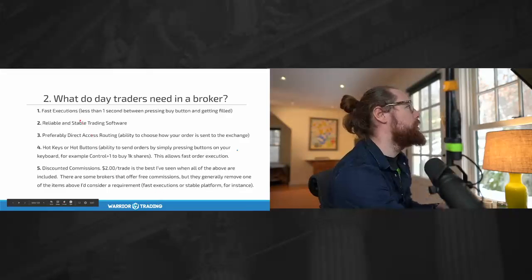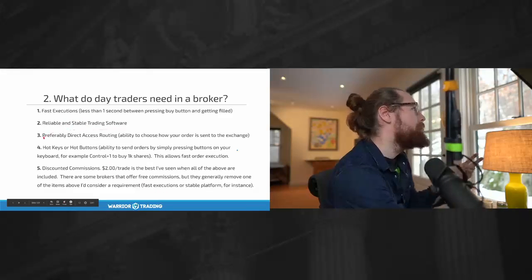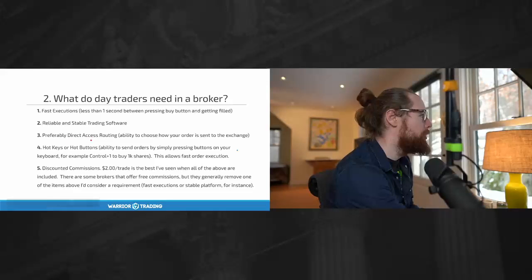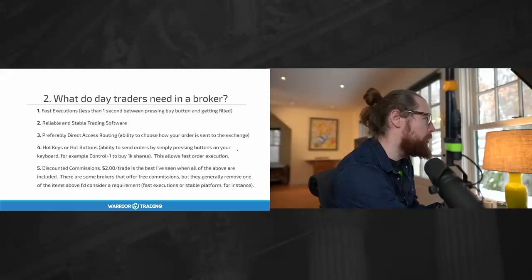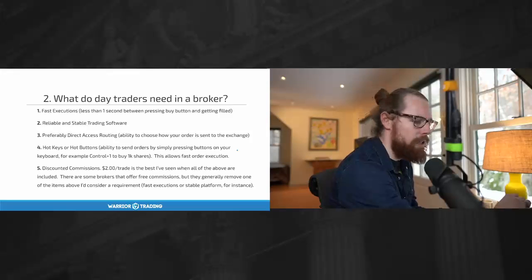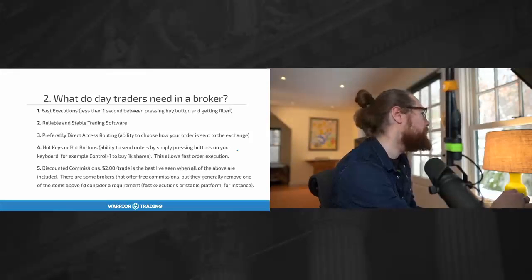So: fast executions, reliable, stable software, and preferably direct access routing, which is available with Lightspeed. You can choose and opt into direct access routing with TD Ameritrade. You can opt into it with E-Trade, although it's not standard. You can select it, and I think you may have to call them to enable it. They'll make you pay a little extra for it, but I think it's worth it.